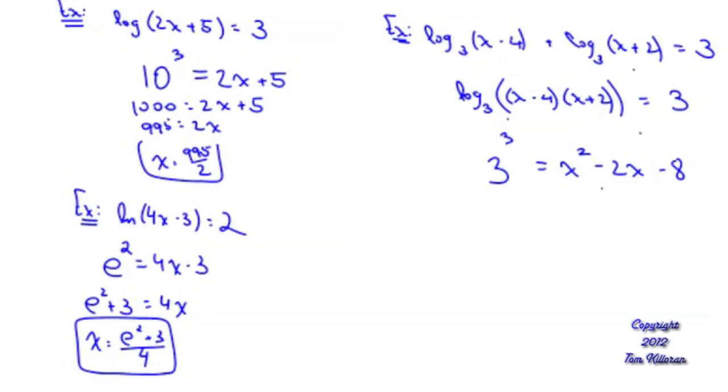All right, how do I solve? 3 cubed is 27. So this is 27 equals x squared minus 2x minus 8. Then what? Come on, you always say combine. What kind of equation is it? Subtract 27. Because it's a quadratic, you want to get it equal to 0. So you go 0 equals x squared minus 2x minus 35.